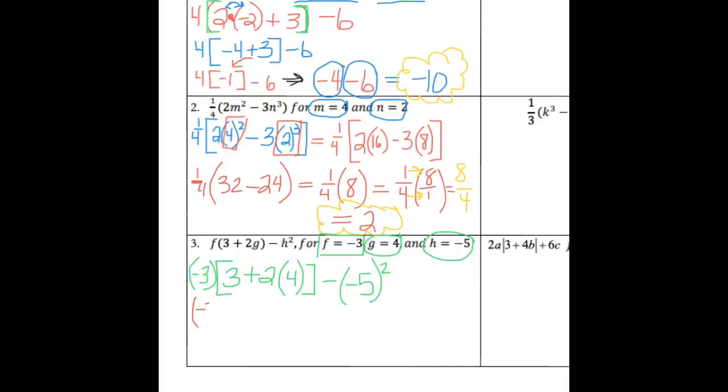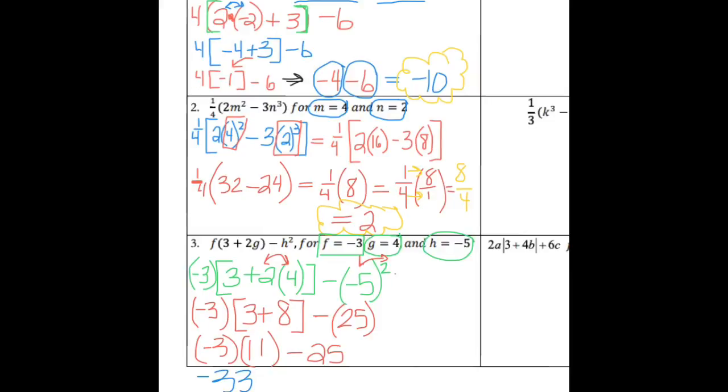All right, so this -3 I'm just going to keep on the outside. I need to do the operation inside of the bracket. 3 plus 2 times 4 is 8. Close my bracket. Minus, I can take care of this exponent. -5 squared is -5 times -5, which becomes a positive 25. All right, now I have -3 times this value in the parenthesis. 3 plus 8 is 11, minus 25. Well, -3 times 11 is -33, minus 25. Notice that I have same signs. I'm going to add and keep, equals -58. God bless you. -58. Okay?